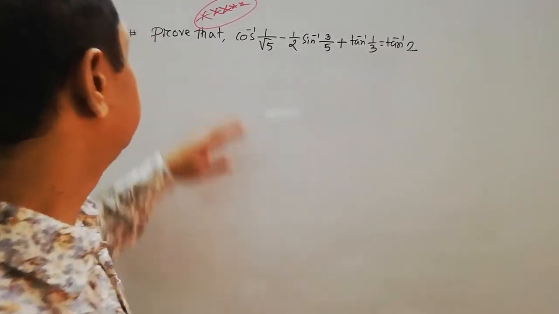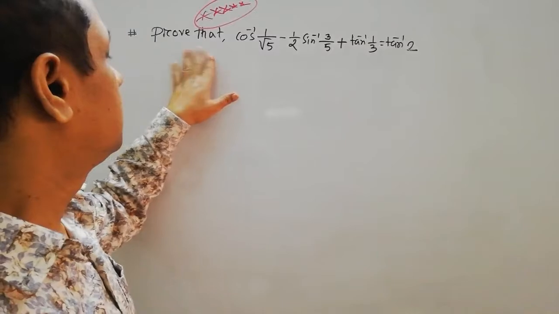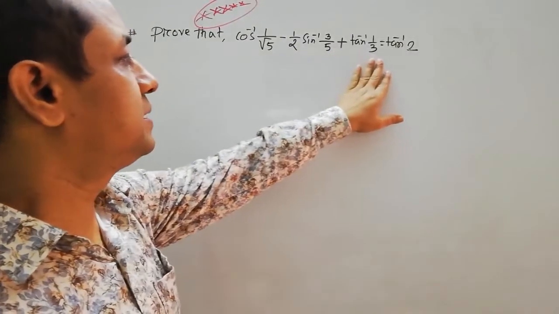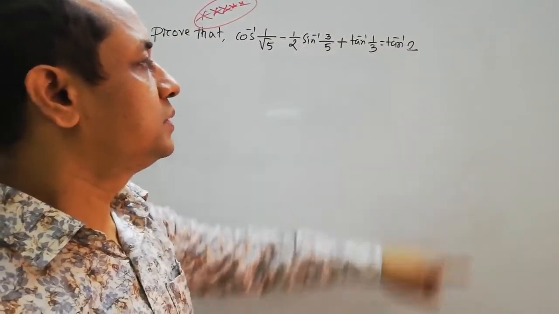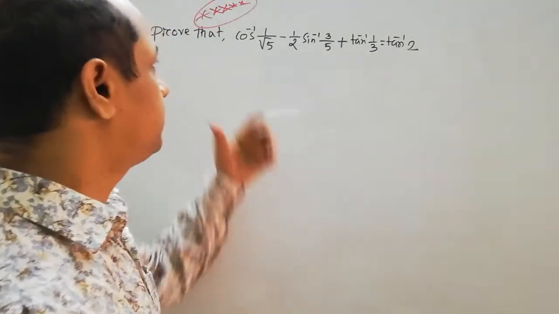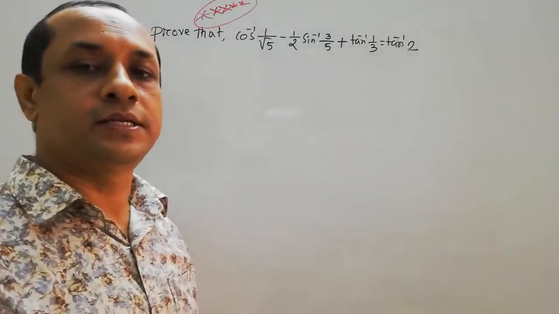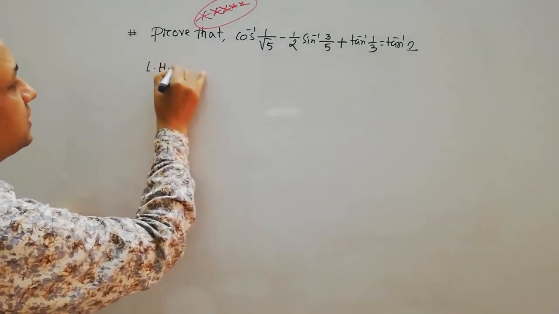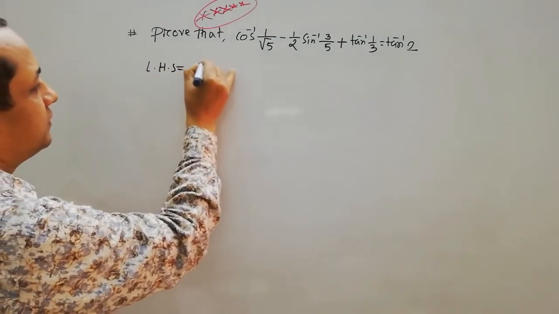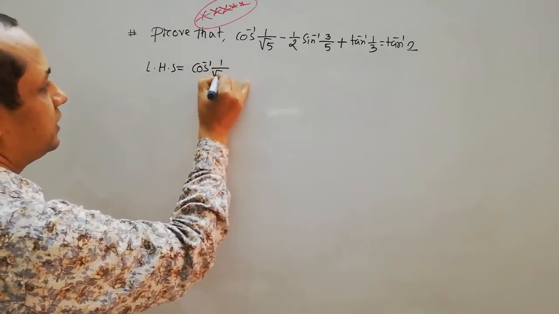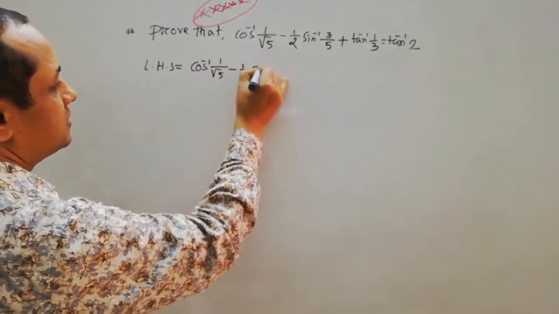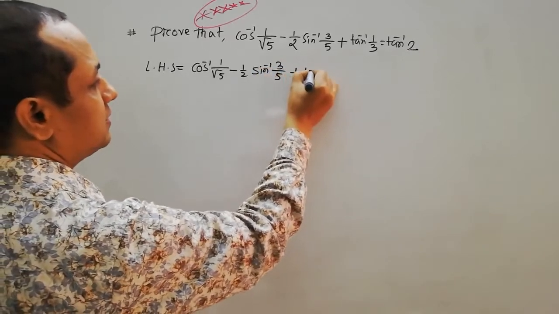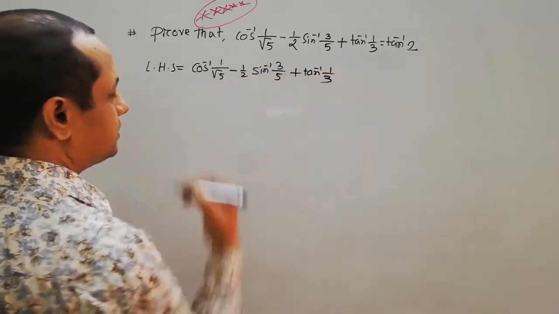Student, next question. Prove that cos inverse 1 by root 5 minus half sin inverse 3 by 5 plus tan inverse 1 by 3 equals tan inverse 1 by 2. It is a very important question for your examination. Now, the left hand side equals cos inverse 1 by root 5 minus half sin inverse 3 by 5 plus tan inverse 1 by 3.